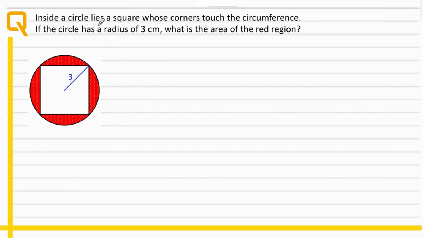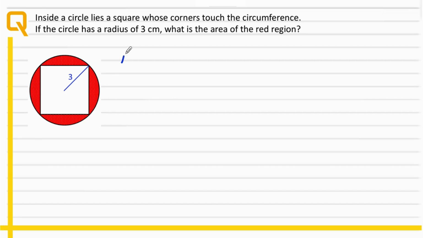Inside the circle lies a square whose corners touch the circumference. If the circle has a radius of 3 centimeters, what is the area of the red region? Here we have one circle and one square. To find out the red region, we need to deduct the square area from the circle area.